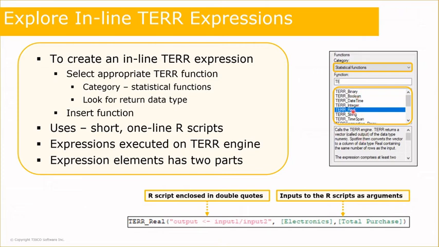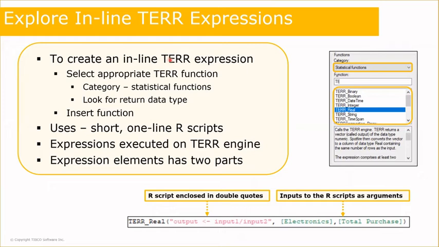And when you select a particular inline TERR expression, you will be able to see in the description what the different inputs are that are required for that particular inline TERR expression, and the outputs. Okay. Now, the category is basically under statistical function. You can insert these functions using the insert function button.